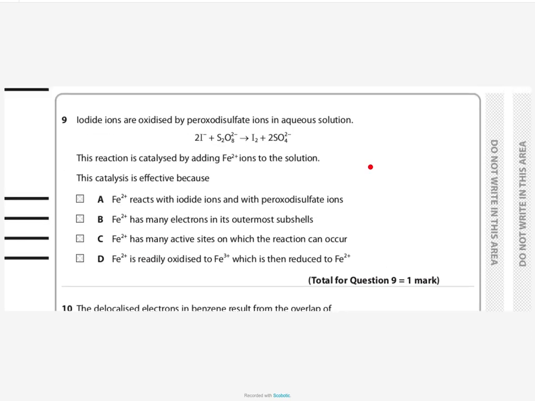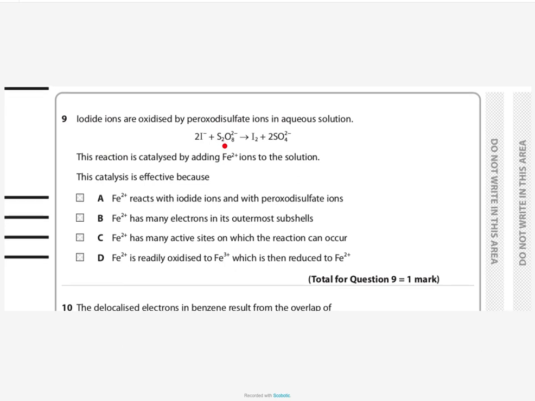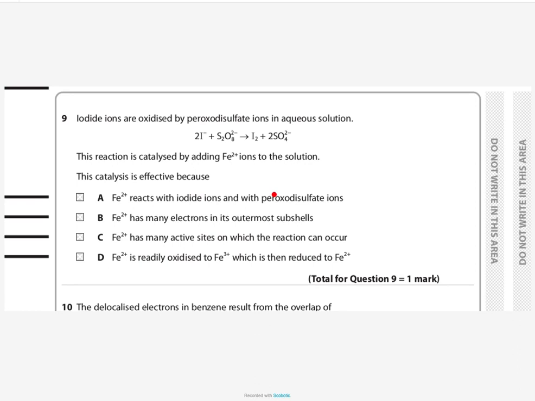Iodide ions are oxidized by peroxodisulfate ions, and you know this is a catalyst. We use a catalyst, Fe2+ or Fe3+ also can be used. This reaction is catalyzed by adding Fe2+. So this catalyst is effective because Fe2+ reacts with the iodide ions and with peroxodisulfate. No, Fe2+ reacts with only one of the ions, not both. So that means no. This is the answer.